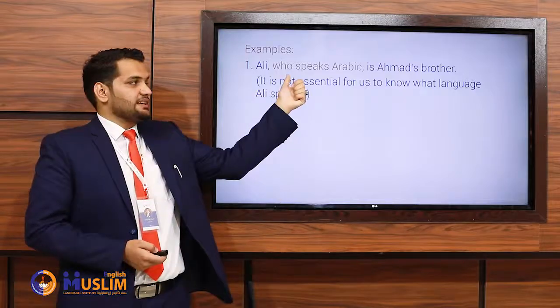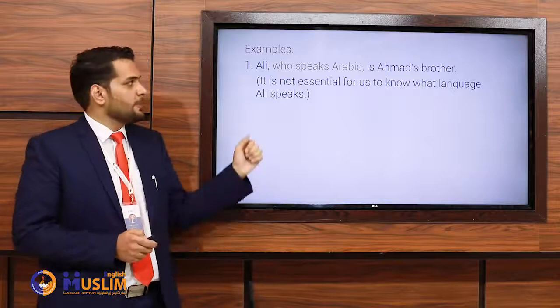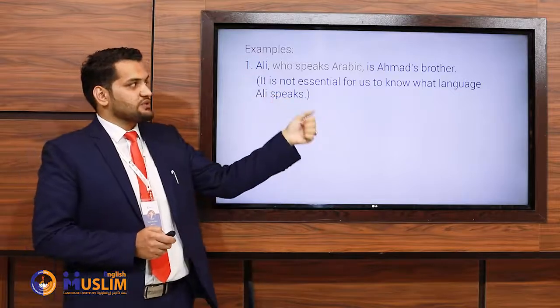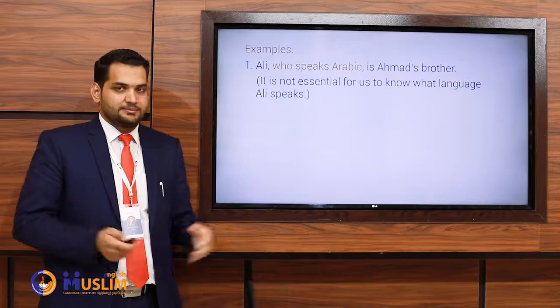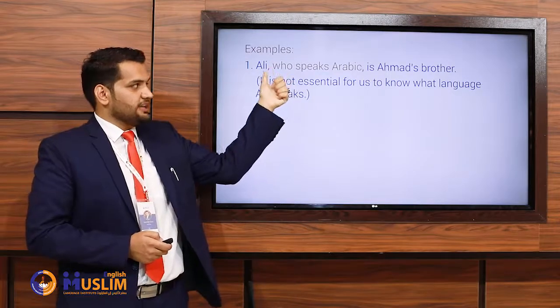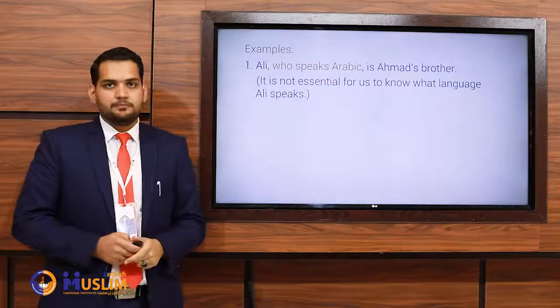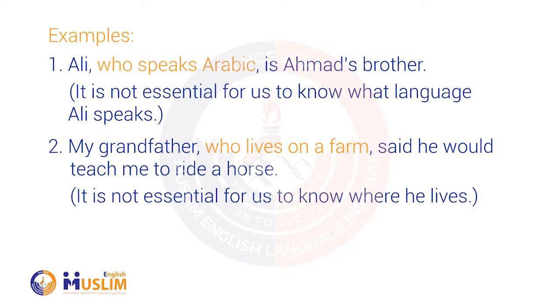So if I use this adjective clause or not, the meaning of the sentence is clear. It is not essential for us to know what language Ali speaks. And if you see, we have used a comma before the adjective clause and also after the adjective clause. That's a must. Number 2, my grandfather, who lives on a farm, said he would teach me to ride a horse.